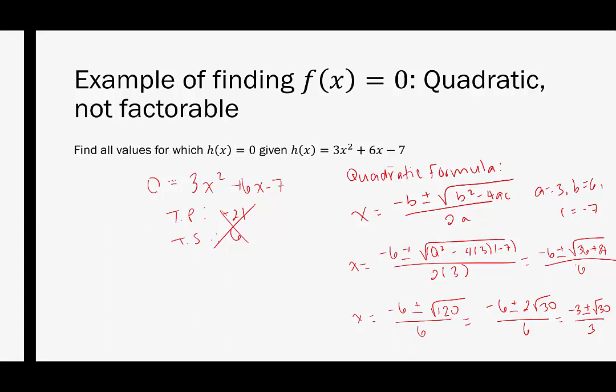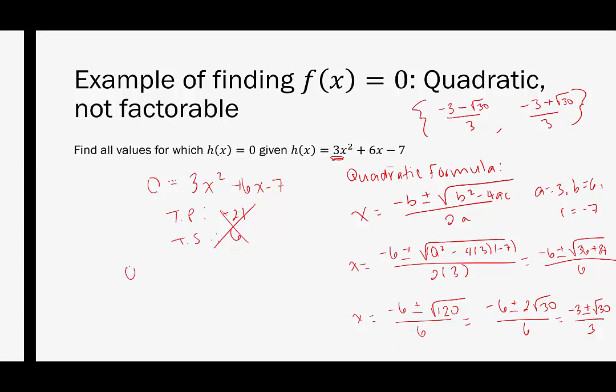So there's two solutions there. I'm going to put them up here. The two zeros, or the two x-intercepts, are negative 3 minus the square root of 30 divided by 3, and minus 3 plus the square root of 30 divided by 3. If we were to do completing the square, we do need the x squared term to have a coefficient of 1. So what we'll do is we'll divide everything by 3.